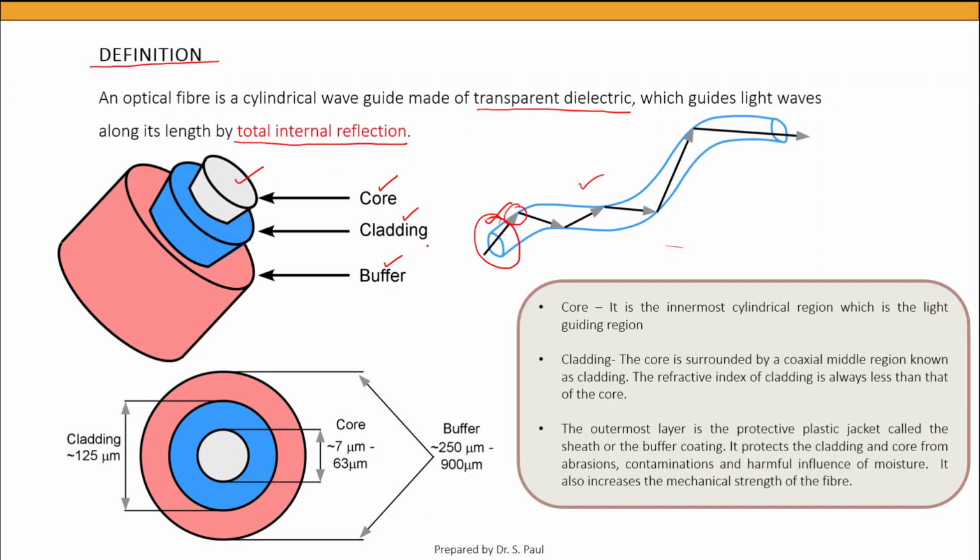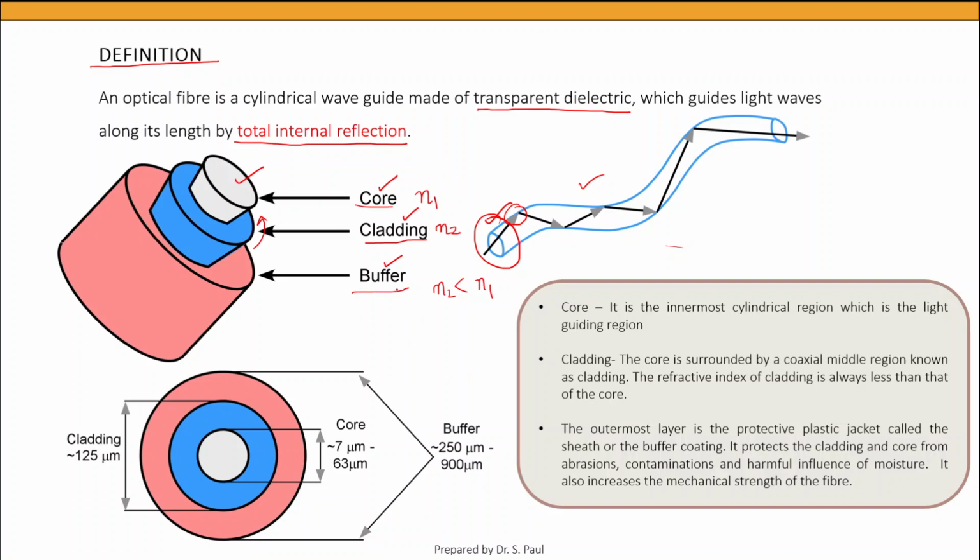And next is the cladding. What is cladding? This core is surrounded by this cladding. This is the coaxial middle region. The one thing you need to remember is that the refractive index of the cladding is always less than that of the core. That means if the refractive index of cladding is N2 and refractive index of core is N1, then N2 is always less than N1.